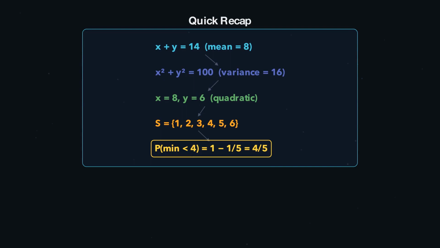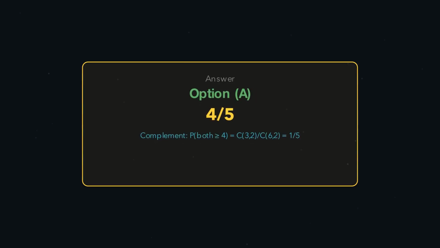We can pick 2 from those 3 in just 3 ways, out of 15 total pairs. So the probability that both are 4 or greater is 3/15, which is 1/5. Therefore, our answer is 1 minus 1/5, which is 4/5.